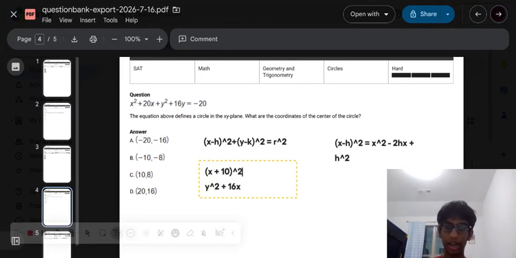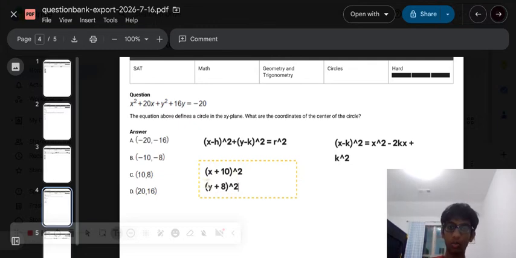And then we do the same thing with y. So 16y will be equal to minus 2ky. Remember, all we're going to be doing is replacing this with a k. So this will become y squared minus 2ky plus k squared. We do the same procedure and find out that k is negative 8. So y minus negative 8 becomes positive 8, (y plus 8) squared.